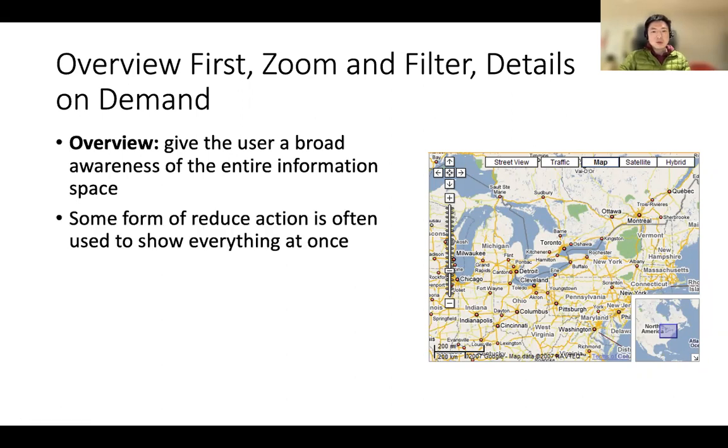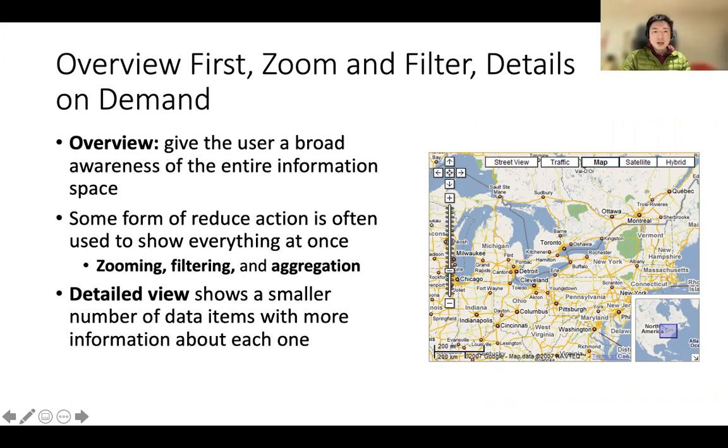And you would allow the user to zoom and filter. In this case, the user picked a particular region of the map, so that's the equivalent of filtering, and then you're doing the zooming, changing different display levels, so you can see more details. And finally, details on demand.